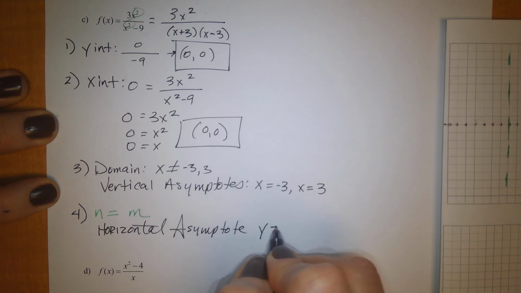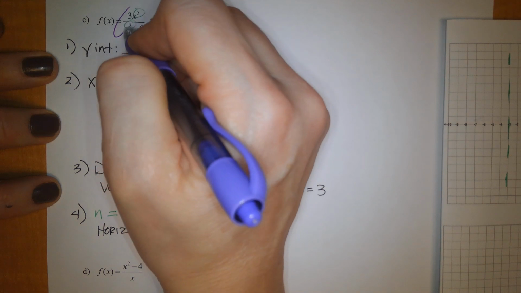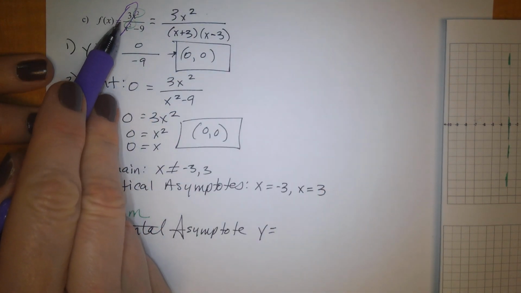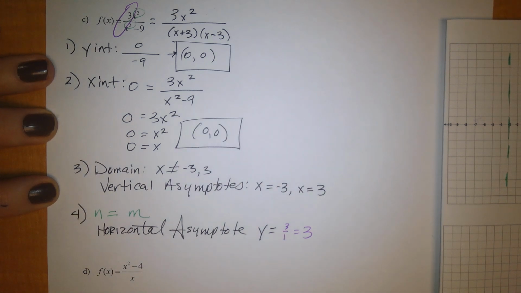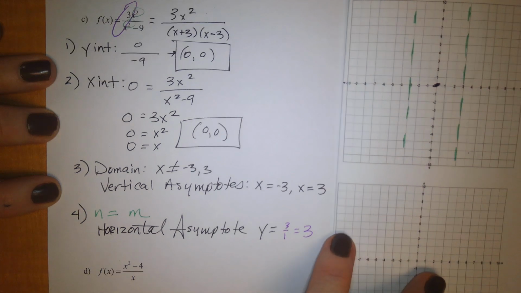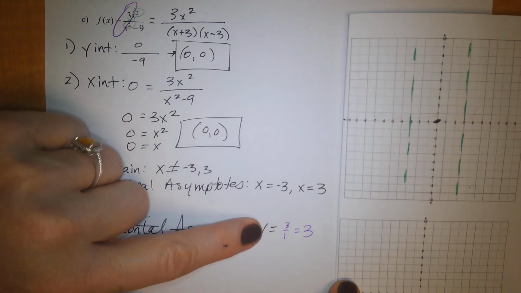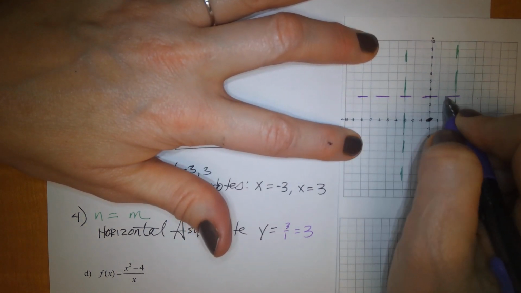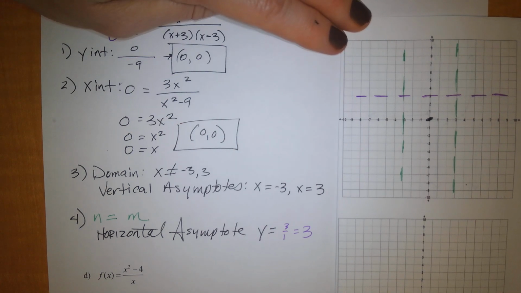and it will be located at y equals whatever the division of the coefficients are in front of those squared terms. So in this case, 3 divided by 1, which is 3. So on my graph, I'll have a horizontal asymptote located at y equals 3. So this is what I have for my graph so far. Now we have to find some more points.